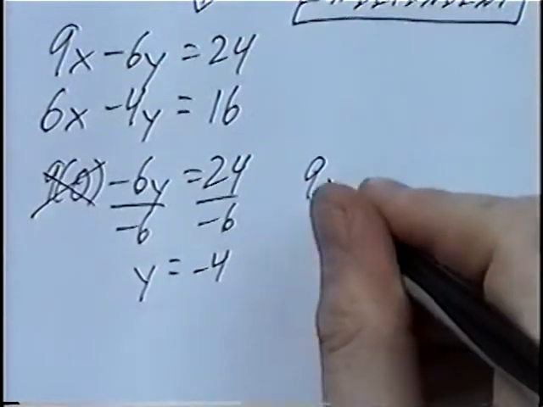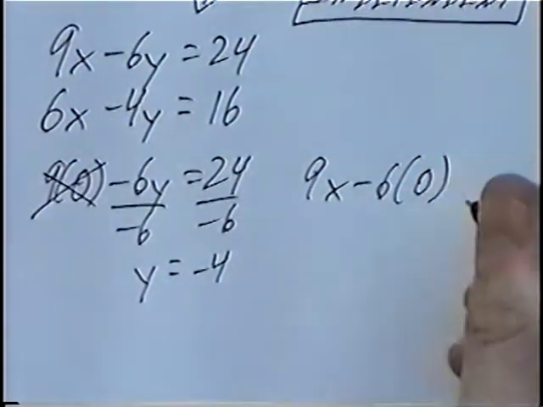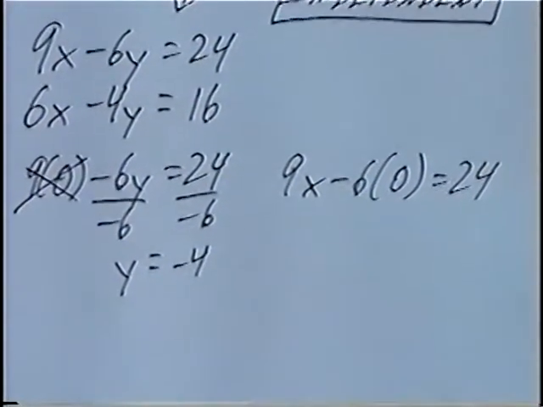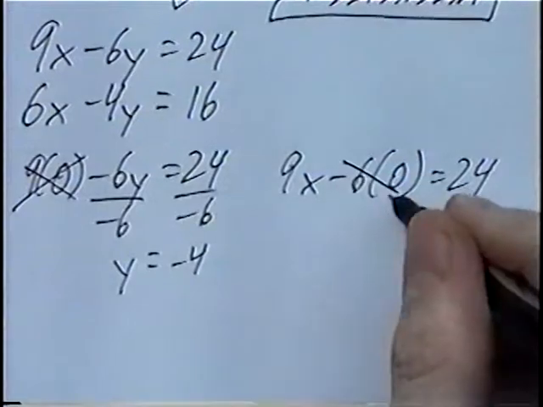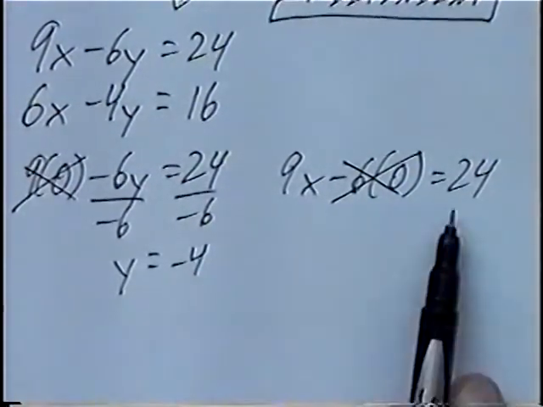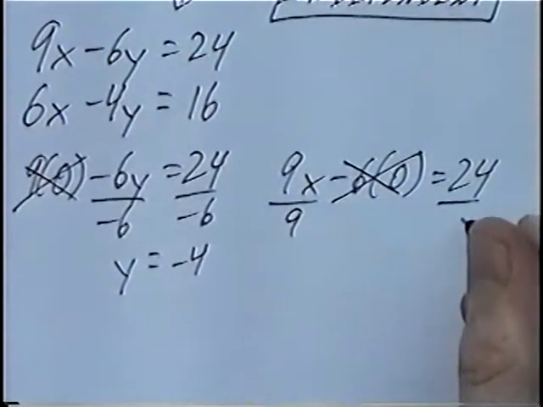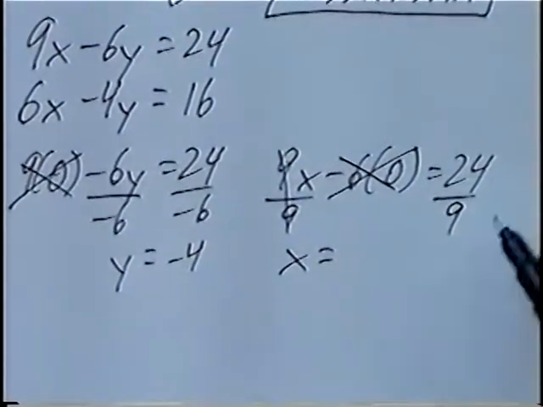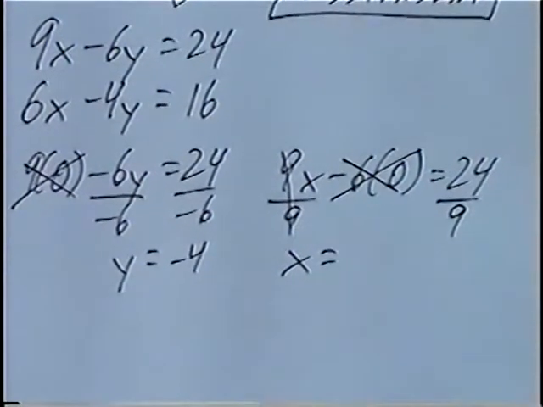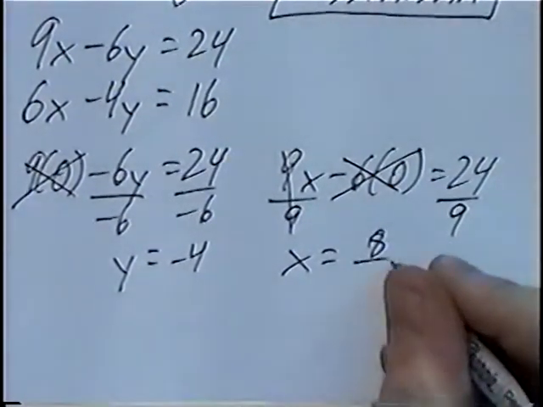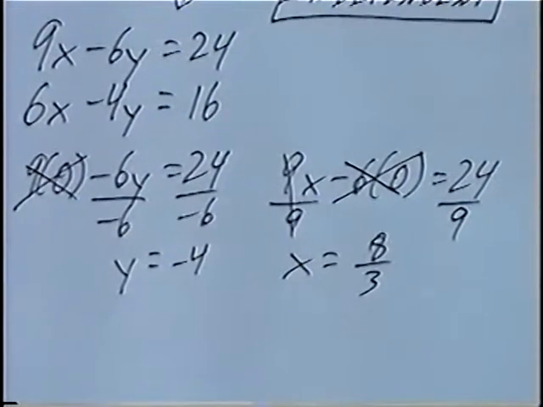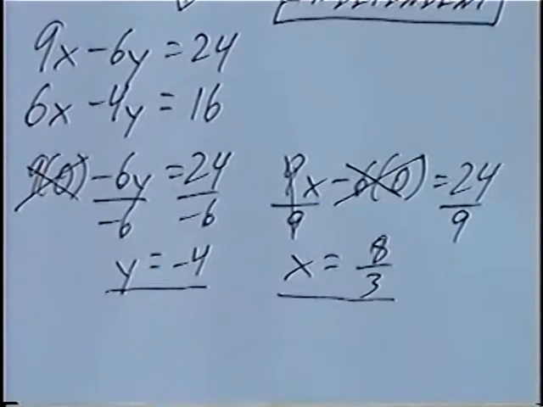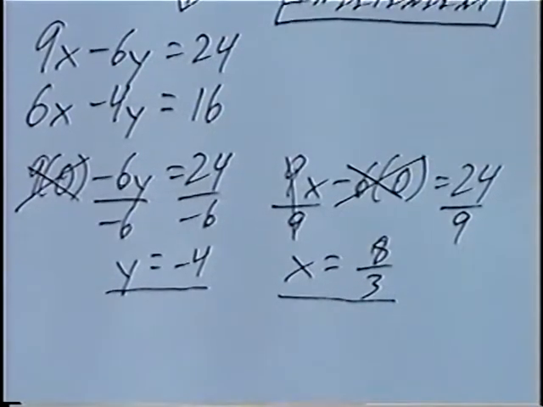Solving the same equation, but this time putting a 0 for the y value, we can find the x-intercept. Negative 6 times 0 would cancel. 9x equals 24. We can divide by 9. And x equals... 9 doesn't go into 24, but we can reduce. And it reduces to 8 over 3. So the two intercepts, y equals negative 4, x equals 8 over 3. We can use those in graph just a minute for the first line.